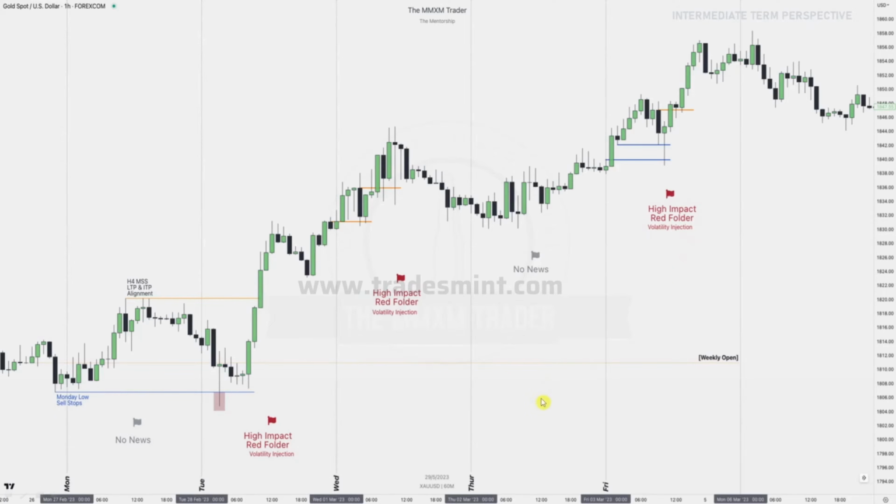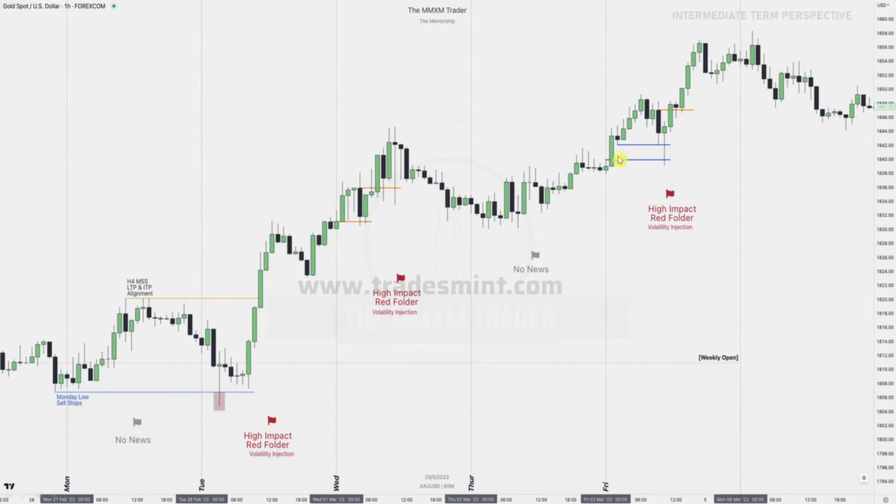So keep in mind, very important, if you're looking at your long-term perspective, your intermediate-term perspective has to be in line. And then we look at the economic calendar, right? Which day is it most probable to create the low of the week or high of the week? So without news on a particular day, you can expect more of an accumulation or consolidation day, right? And then we try to frame our setups on those days with the high impact red folder.